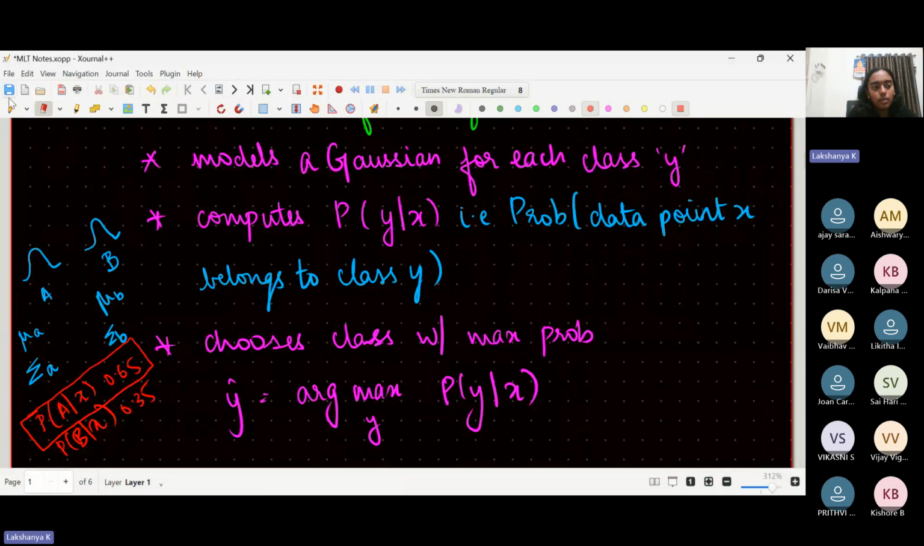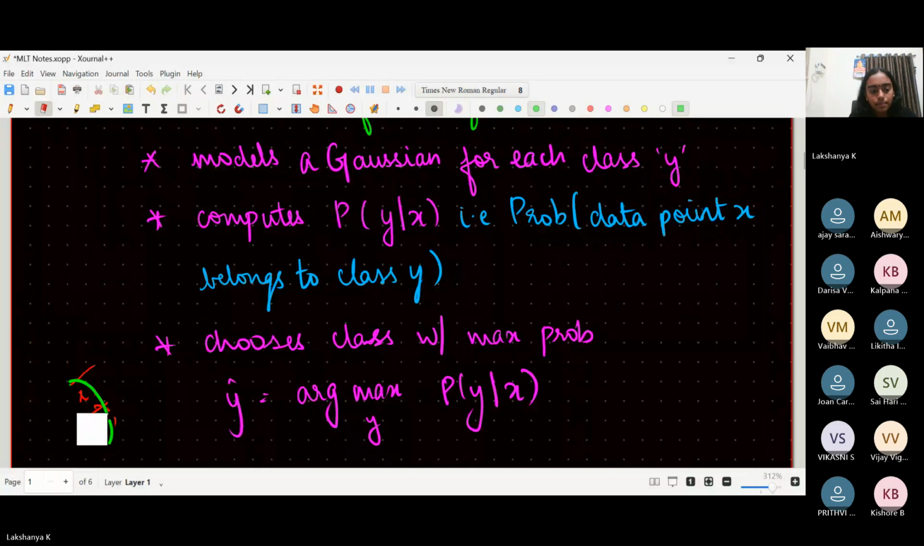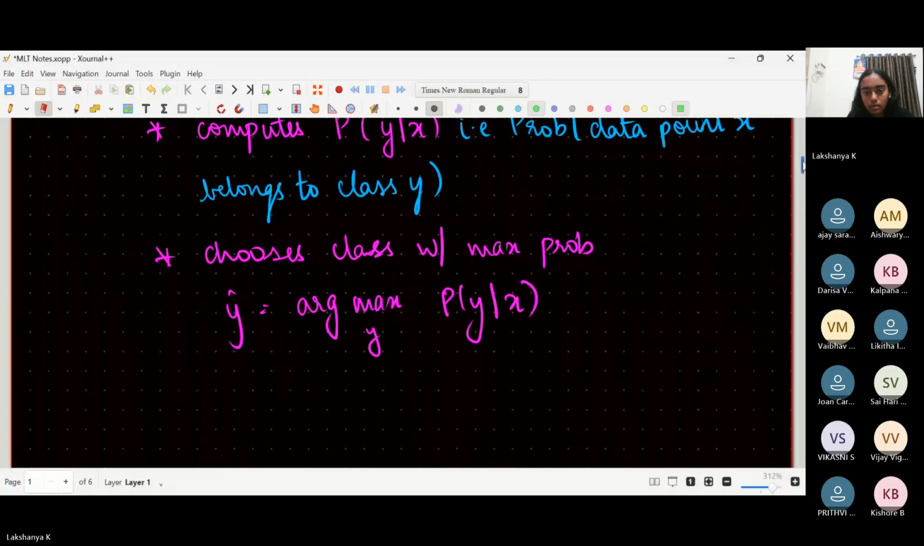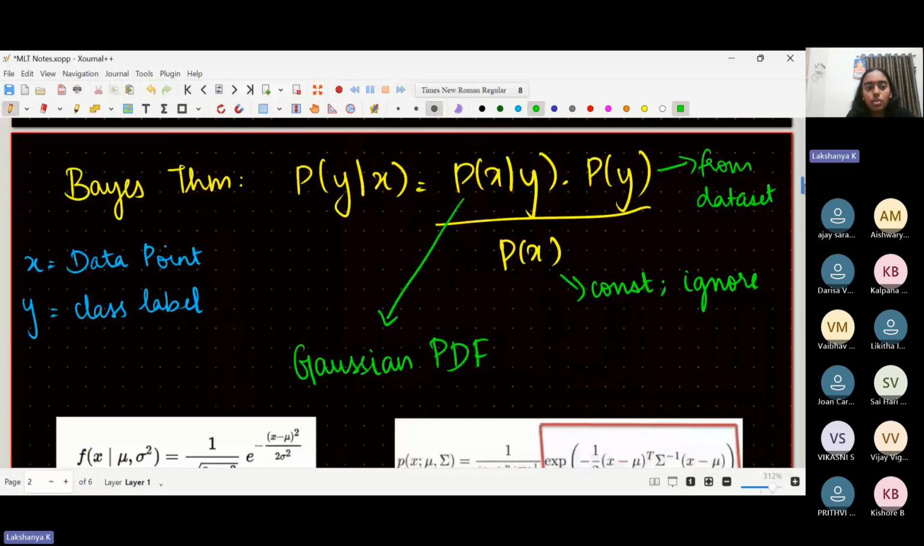Now we have two questions left to be answered. How does it find out these values, mu A, sigma A, mu B, sigma B? And how does it find out A given X, B given X? This is the main math behind GMM, which we will be looking at now. But is the broad idea of how GMM works clear to everyone? I assume there are no questions. So we will go on.